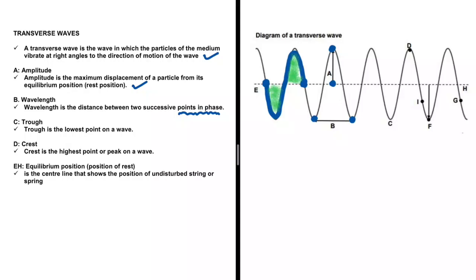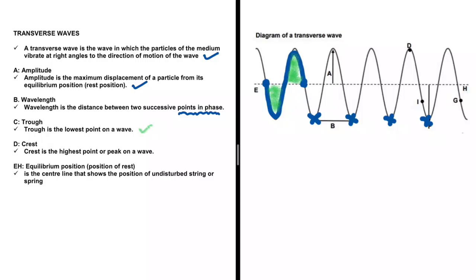Let's move to trough. So trough is the lowest point on a wave. That's as easy as that. The trough is the lowest point at a wave. So for instance, this point right here, that is the lowest point, right? As our wave goes down, that is the lowest point. So that is a trough. This is another trough, and there we go. Those are our lowest points. We call them troughs. Easy to see.